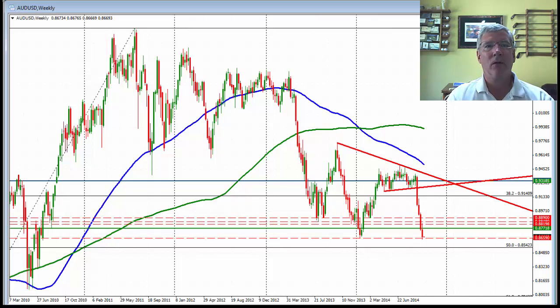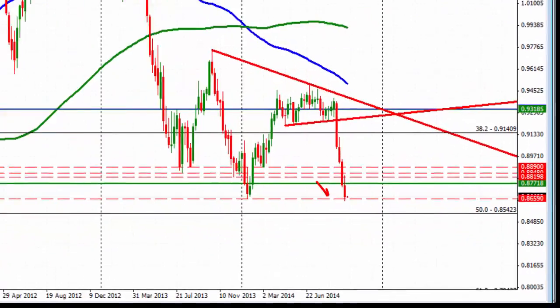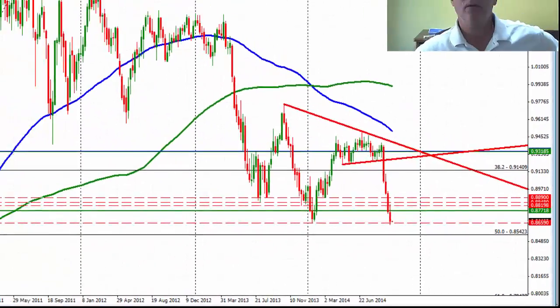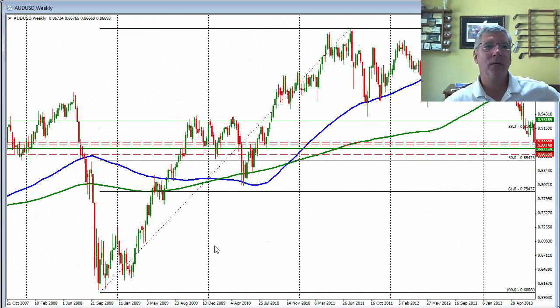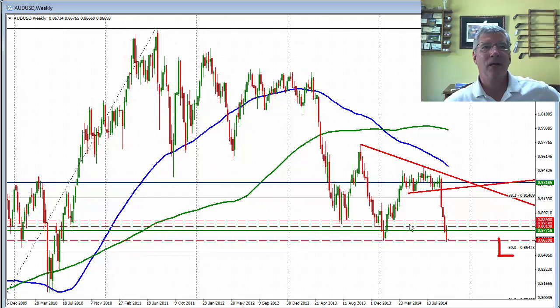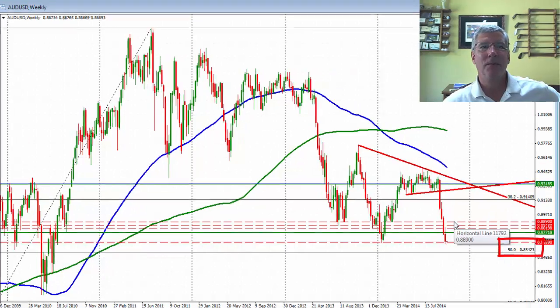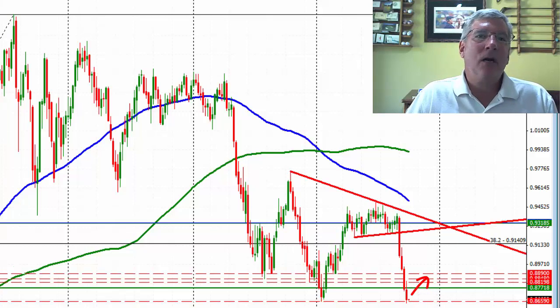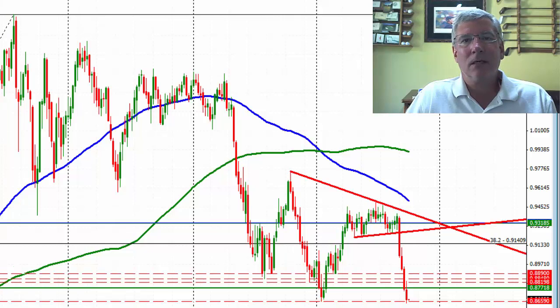Clearly, if we go below the low price from 2014, we would expect lower prices with a move toward the 85.42 level, which is a 50% retracement of the move up from the most recent lows going back to 2008. But I could also see the market rallying to the upside off of comments that are a little less worrisome by the Reserve Bank of Australia.